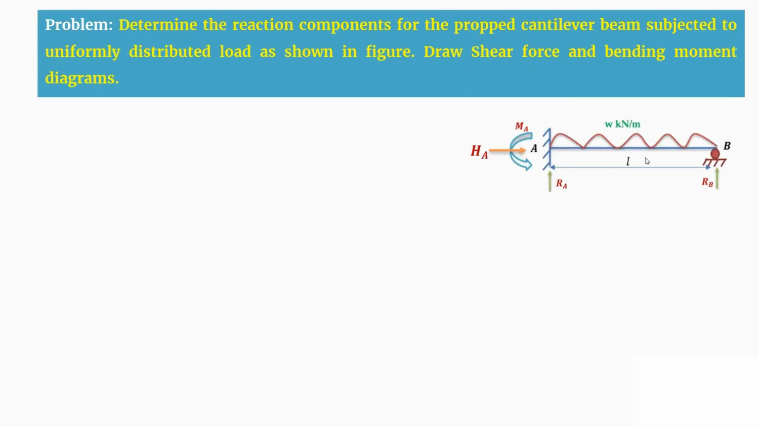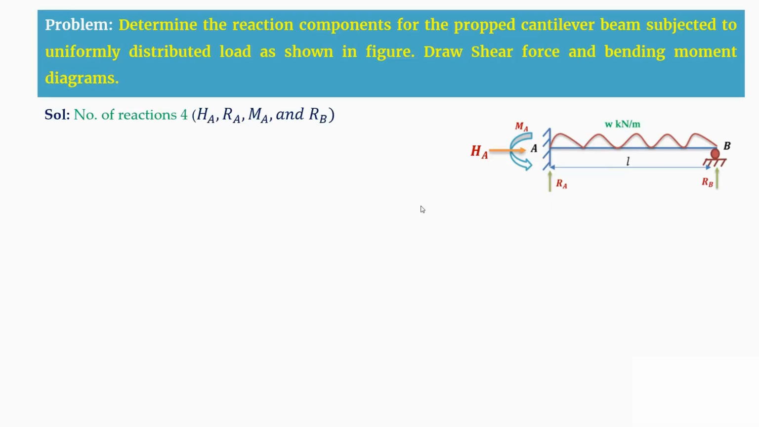So here AB is a propped cantilever beam. This beam is subjected to a UDL of w kilonewton per meter and has a span of length L. Before analyzing this problem, or before determining the reaction components, we should first find the number of unknowns for this propped cantilever beam. So the first step is to write the number of reaction components.